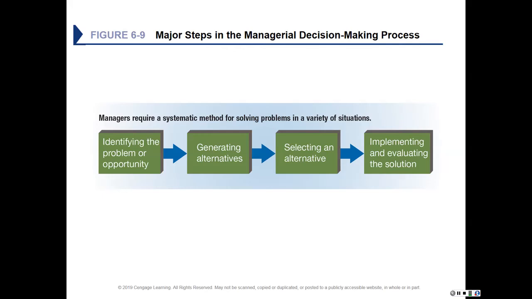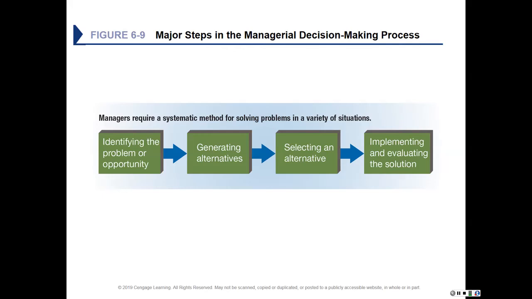So we have to look at them and say, all right, what is the cost versus the benefit? And which one are we going to go with? And we're going to select an alternative. So we're going to pick one of them. All right, and that selecting alternative is that evaluating part of it.